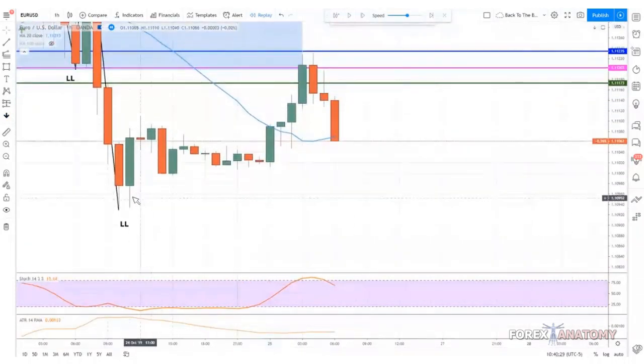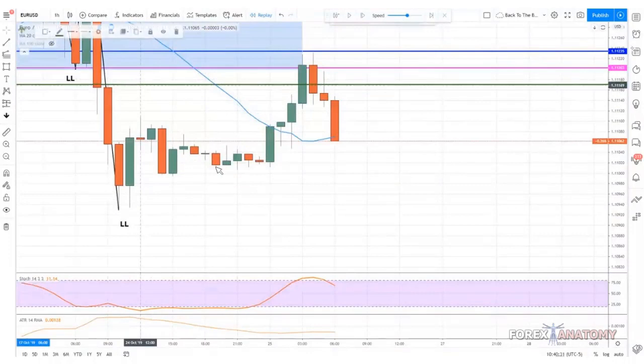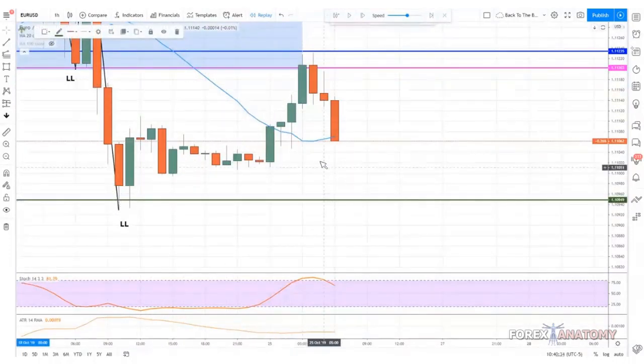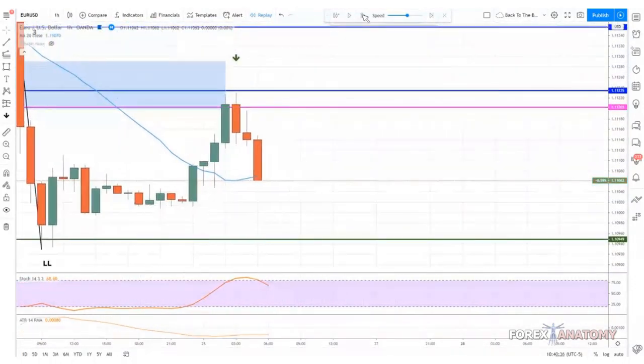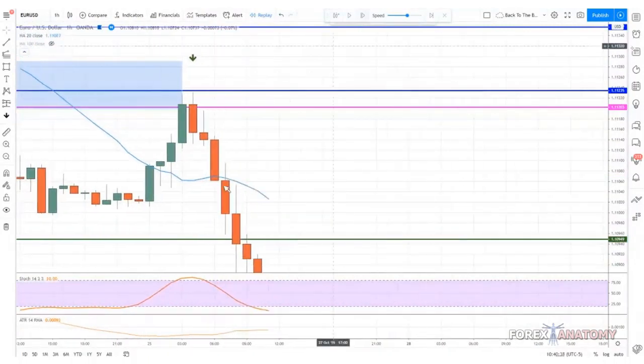If we wanted to, we could target the lows down here. If we want to, this could be where our target is, and let's see what happens. Price pushes down, right?